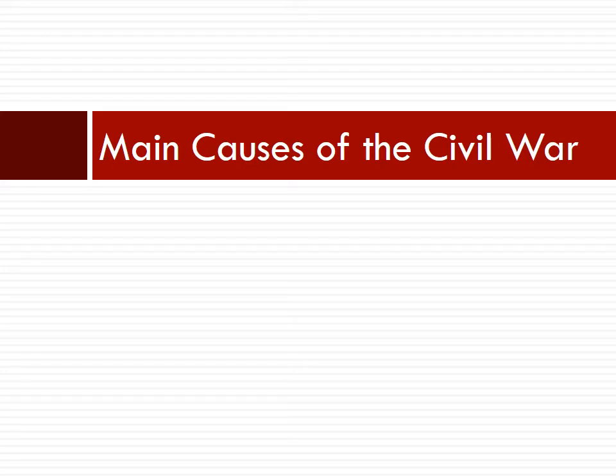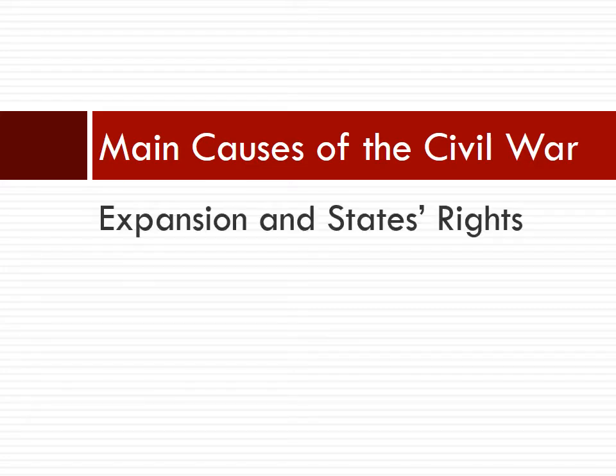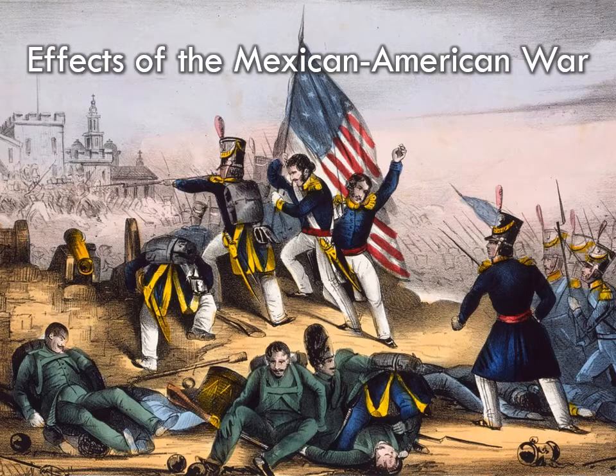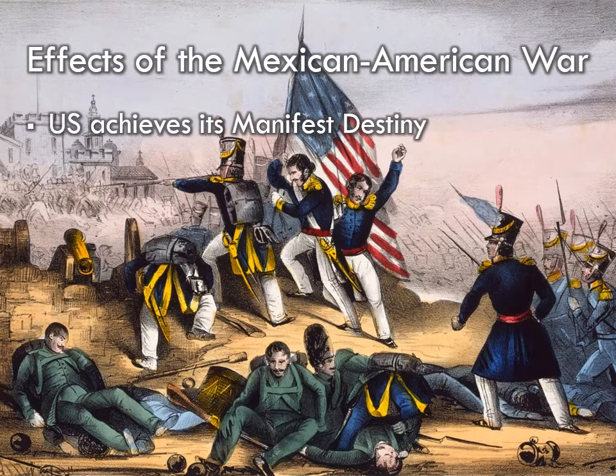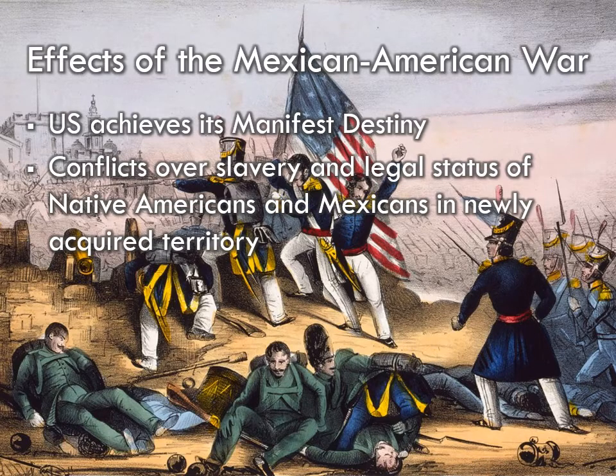So our second main cause that we're going to see is westward expansion and states' rights. We talked in our last unit about how expansion westward caused more questions about the expansion of slavery, and that's what this states' rights issue is all about. The Mexican-American War ends, and America is now officially achieving its manifest destiny, reaching from sea to shining sea. However, it does lead to a lot of conflicts over slavery, as well as the legal status of Native Americans and Mexicans in the newly acquired territory.